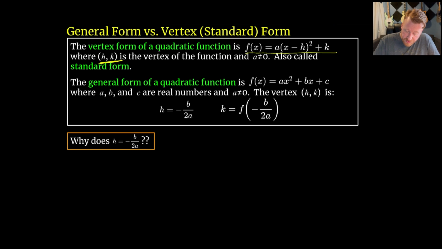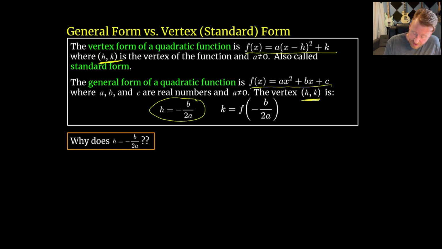And then the general form of the quadratic is in this also familiar form of ax squared plus bx plus c. If you're thinking about the quadratic equation, this is the form that we would need it in to use the quadratic equation if we were trying to set this equal to 0 and solve for x, where a, b, and c are real numbers, and a is not equal to 0 again. Here the vertex is not stated in the function, but we can find it coordinate by coordinate. So the x coordinate, the h, is going to be equal to negative b over 2a.